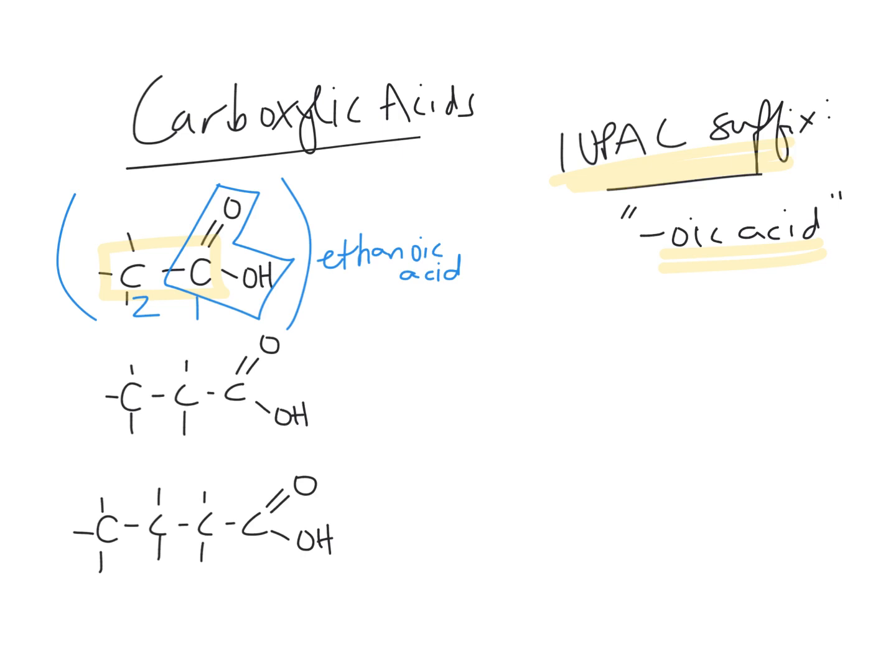So we keep on going down the list here. We've got a 3 carbon carboxylic acid. That is going to be called propanoic acid. And then if we keep on going down here, we've got the 4 carbon version, which is of course going to be called butanoic acid.